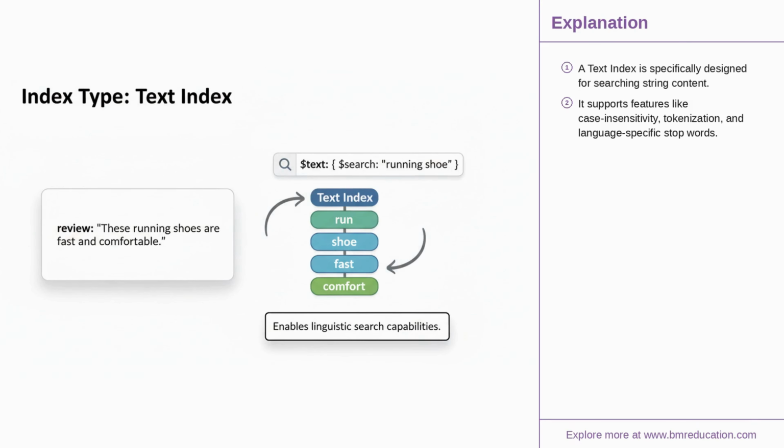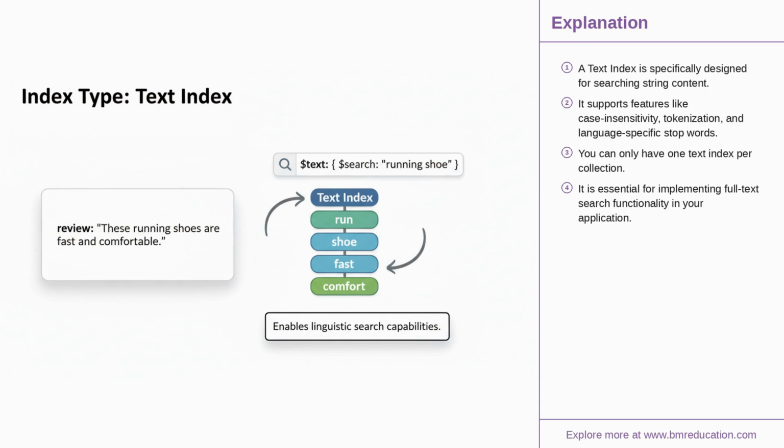What if you need to search for words within a block of text, like a product description or user review? For this, we use a specialized text index. This index tokenizes and stems the words in your string content, creating an index that enables powerful, language-aware text search capabilities. It can find "running" if you search for "run" and can even rank results by relevance.